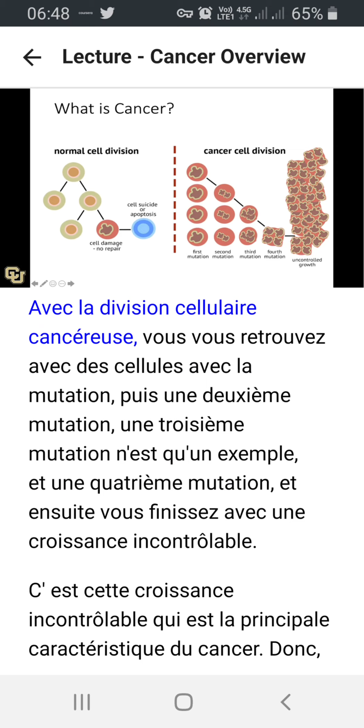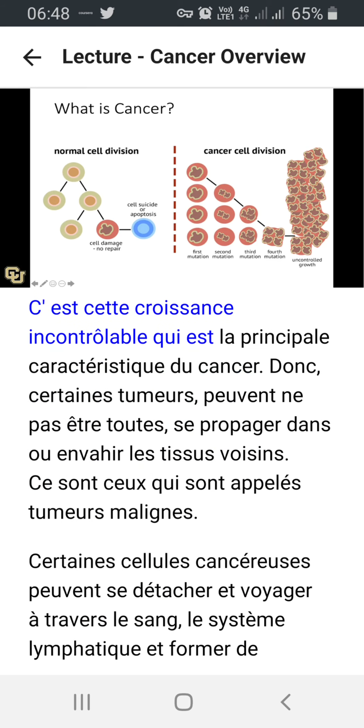With cancer cell division, you end up with some cells with a mutation, and then a second mutation, a third mutation. This is just an example. A fourth mutation, and then you end up with uncontrollable growth. And it is this uncontrollable growth that is the primary feature of cancer.